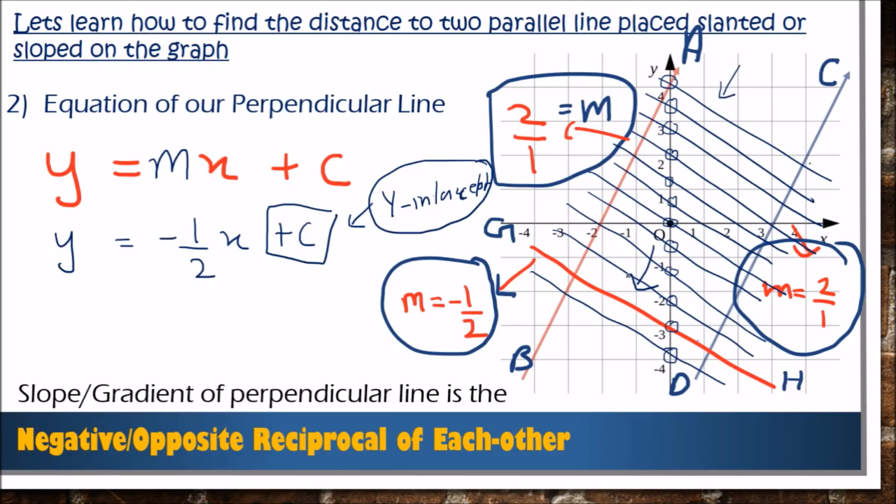But what is common between all these perpendicular lines joining our two parallel lines AB and CD? All these perpendicular lines will have a slope of minus 1 over 2. It doesn't matter what line we take, every line will have the same slope of minus 1 over 2. That's why we don't have to have a fixed value for y-intercept, because there are infinite amount of perpendicular lines we could have on this graph joining these two parallel lines.